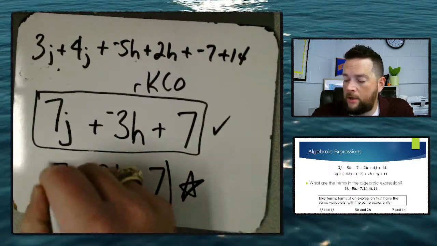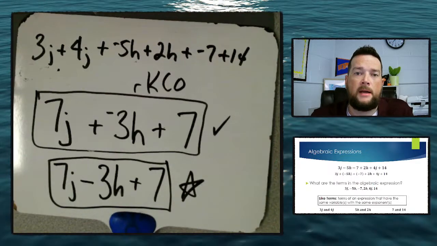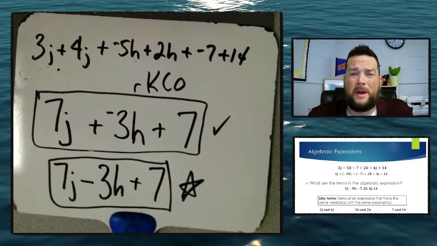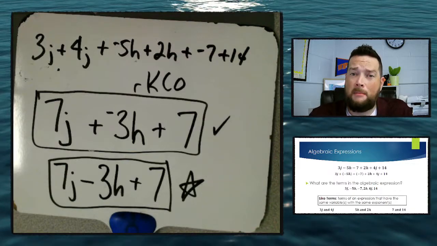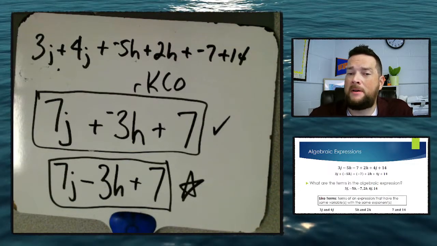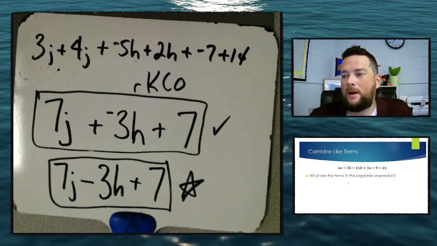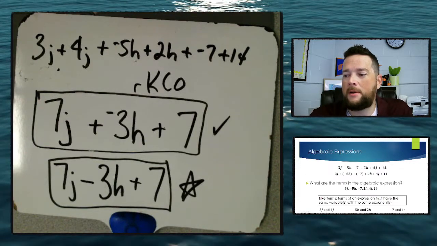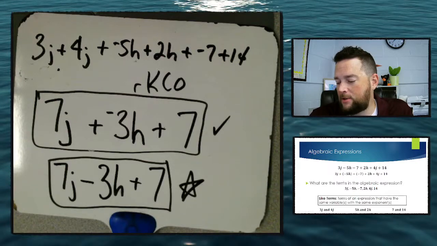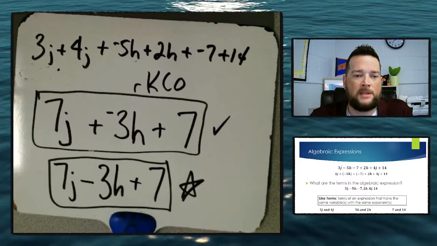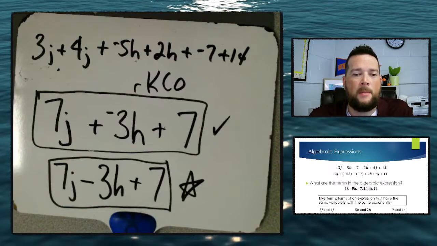So you want to write it just as simply as you possibly can, all right? So that's a lot of information for you to try to remember. I get it. Math doesn't have to be difficult, but there are a lot of rules that sometimes you just have to kind of wade through to get to the right answer. So the final answer for this one is 7j minus 3h plus 7.